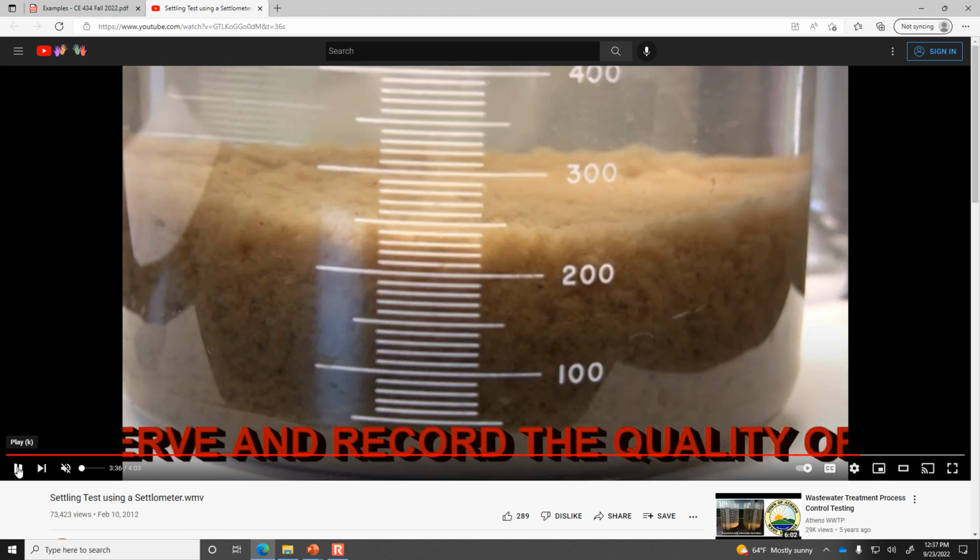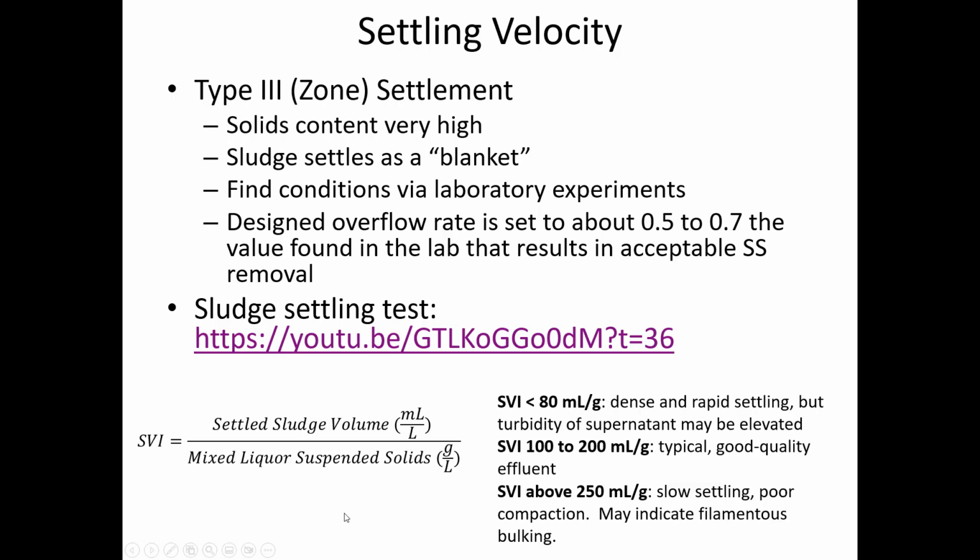All right, so it's just a graph of how much volume is occupied by the sludge at a certain period of time. The sludge volume index, SVI, is the settled volume of sludge at a certain time divided by the concentration of mixed liquor suspended solids. And mixed liquor suspended solids is something we'll talk a lot more about when we're in the activated sludge portion of the course. But it's basically just the concentration of solids at the beginning of the treatment process.